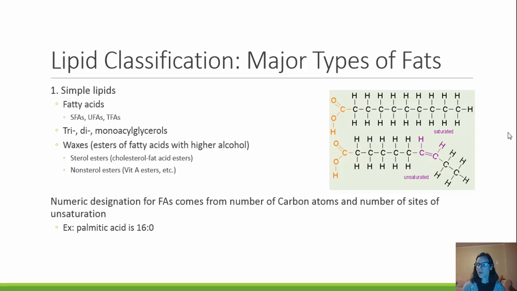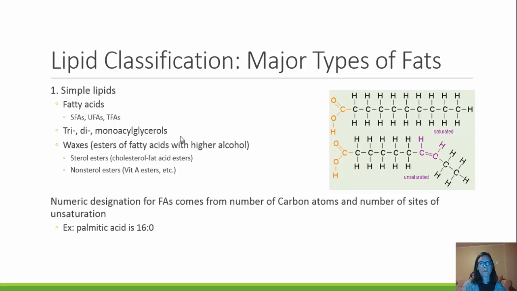Okay, so now we're going to talk about the major types of fats, and we're really just going to focus on those that we utilize as dietary sources of energy. So we have our simple lipids, which are our fatty acids, just our saturated, unsaturated, trans fatty acids. And I think we all know that a saturated fat is saturated with hydrogens, no carbon double bonds, whereas an unsaturated fat contains at least 1 carbon double bond and therefore is not saturated with hydrogen.